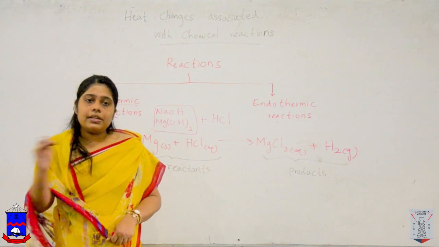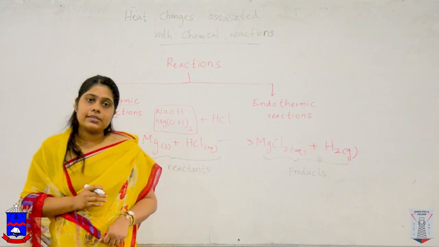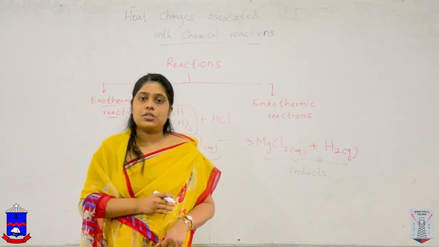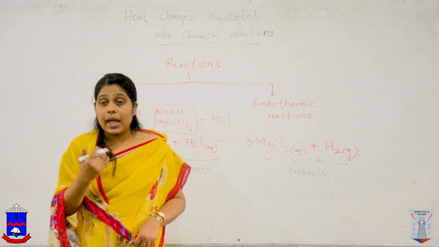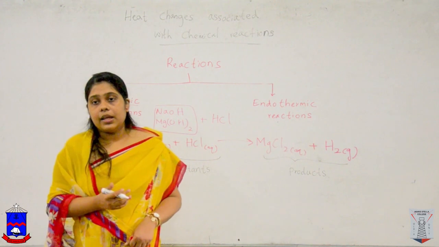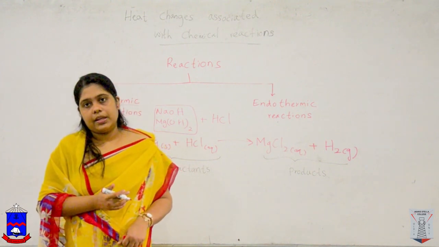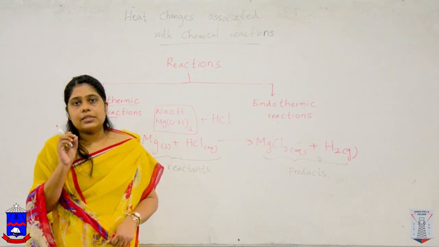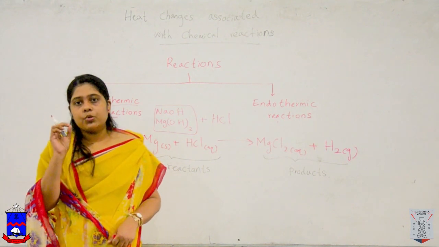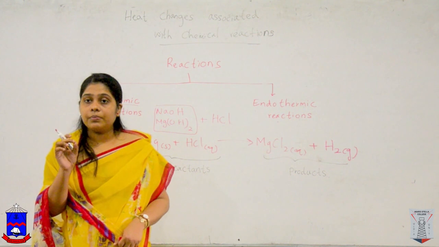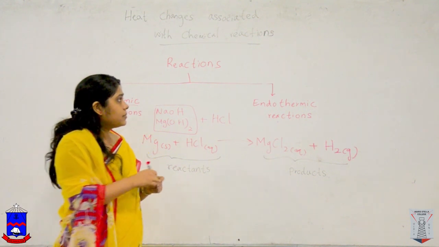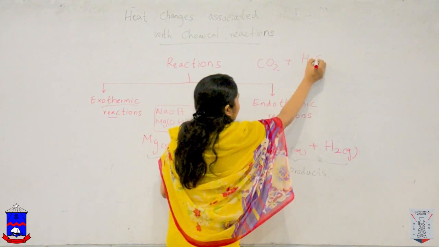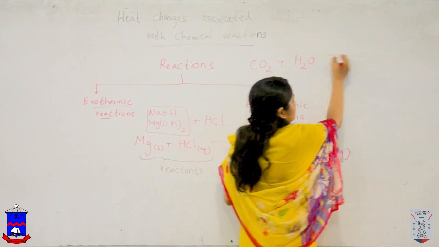So when we go to the endothermic reactions, as I mentioned earlier, the dissociation of calcium carbonate, the dissociation of limestone, they absorb energy, so they come under endothermic reactions. And also, I think you have learned about photosynthesis. Photosynthesis is also a chemical reaction. What happens during photosynthesis? Carbon dioxide reacts with water to produce glucose.